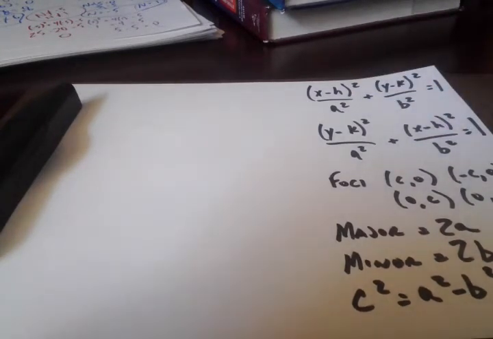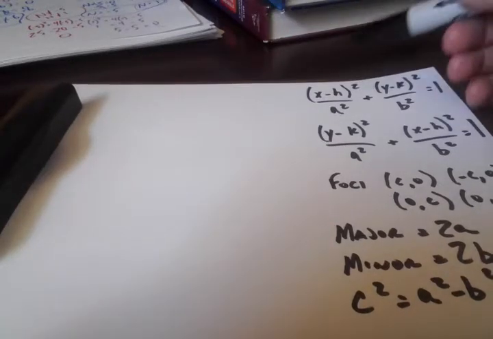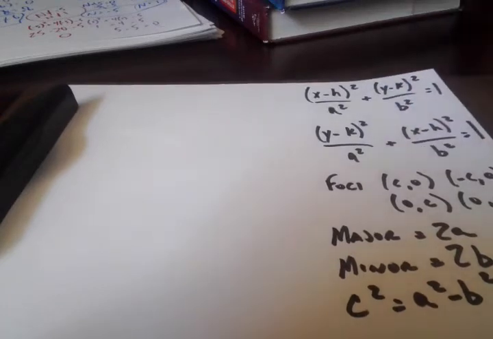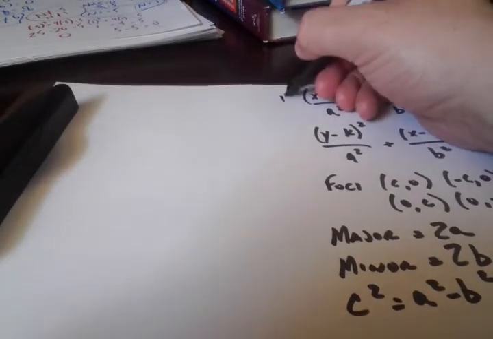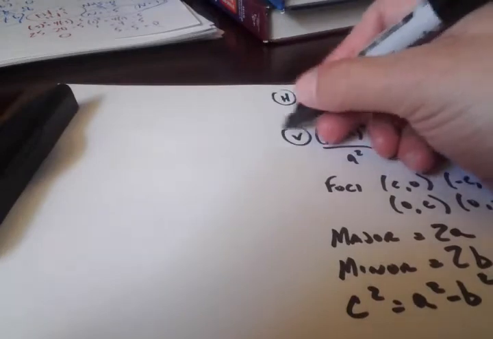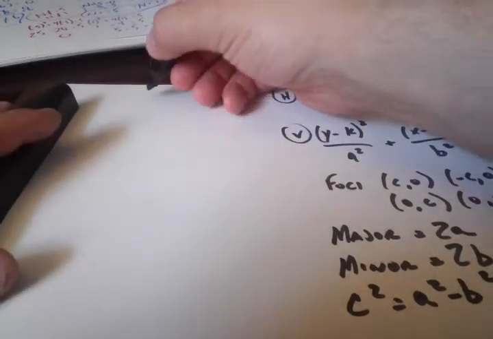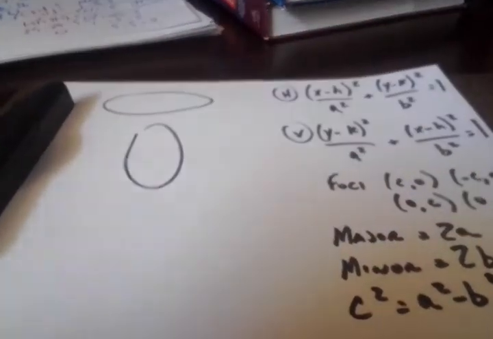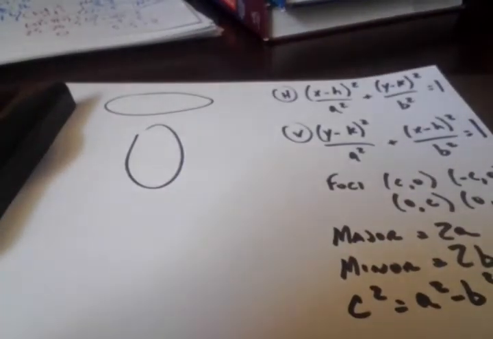Okay, so because we flip the x's and the y's from this one to this one. So the very first one is for a horizontal ellipse, and then the second one is for a vertical ellipse, right? So this is our horizontal, and this is our vertical ellipse. Now, reminder that a horizontal ellipse looks like this, and a vertical ellipse looks like this.